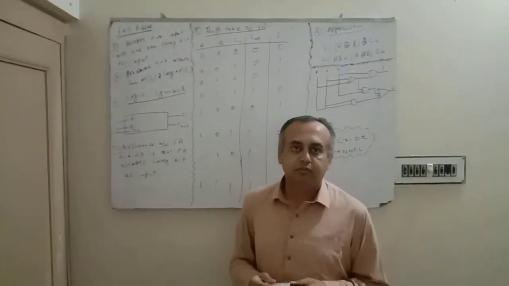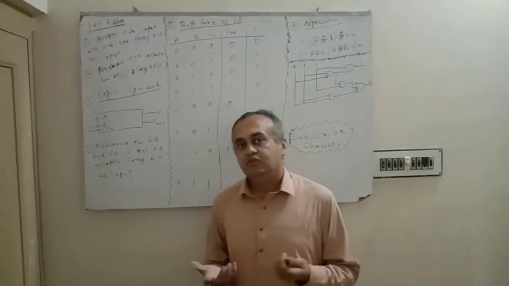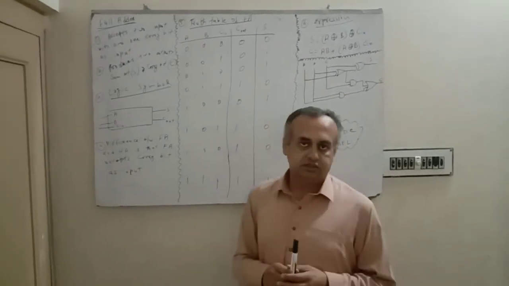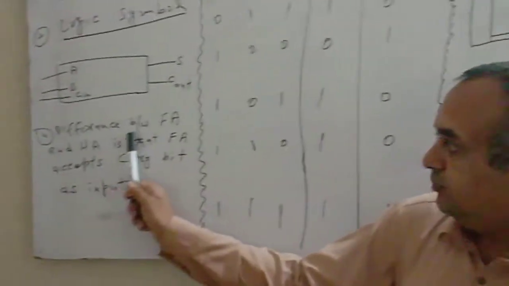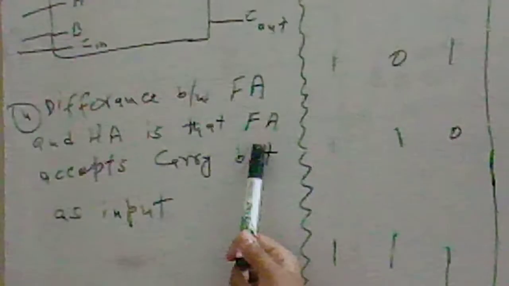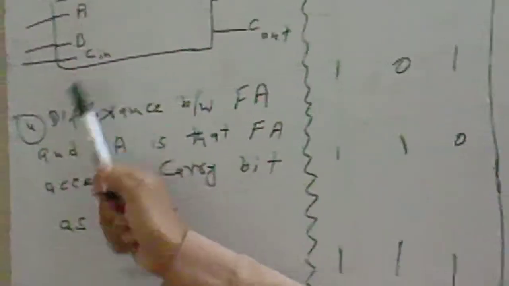If the full adder is the same as the half adder, what is the difference? The question may arise in your minds: then why do we need this circuit? The difference between the full adder and the half adder is that the full adder accepts a carry bit as an input and the half adder does not accept a carry bit as input. Half adder accepts only two bits, while full adder accepts three bits: two input bits and a third input bit, which is the carry input. Let's move to its truth table.